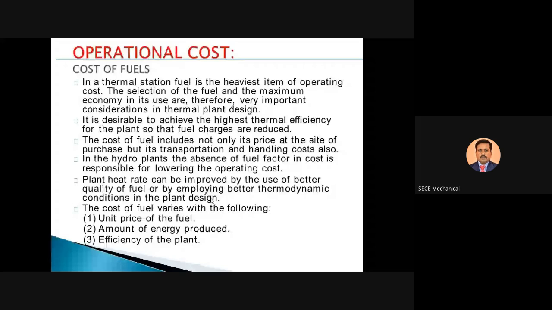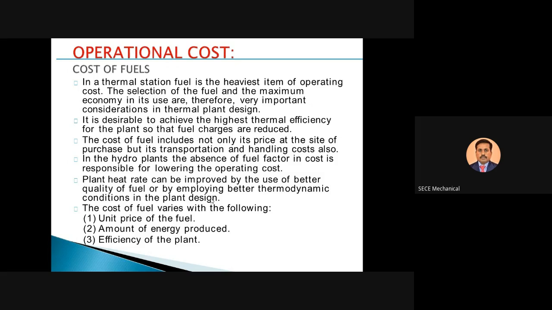If a thermal power plant is operated without fuel, it cannot run. The cost of fuel plays a very important, vital role, and it produces a high operation cost. That's why we discuss the cost of fuel as a major aspect. In a thermal power station, fuel is the heaviest item of operating cost. The selection of fuel and maximum economy in its use are therefore very important considerations in thermal power plant design.